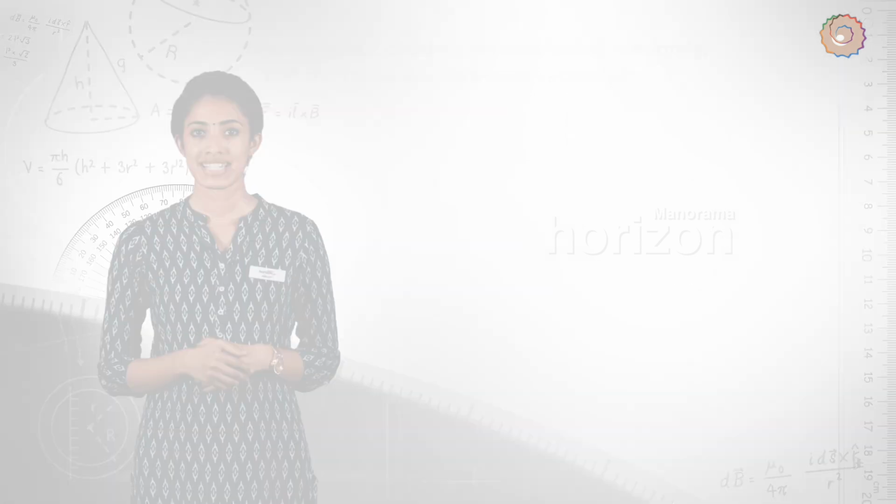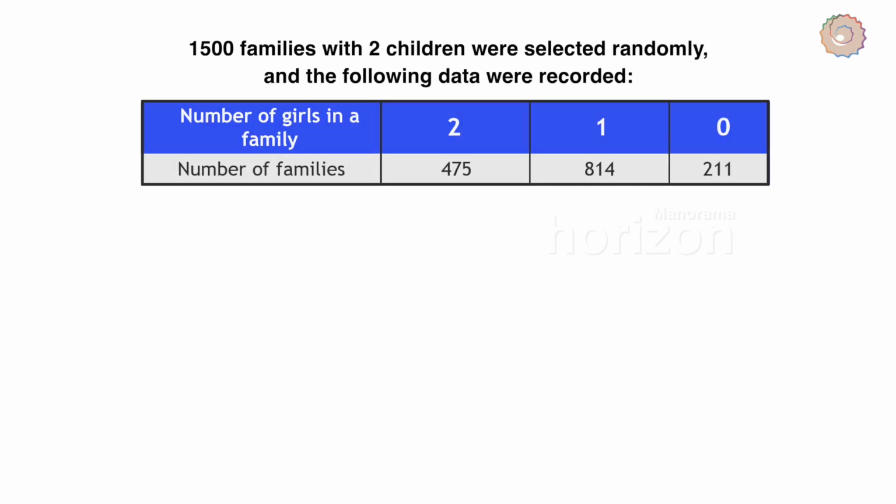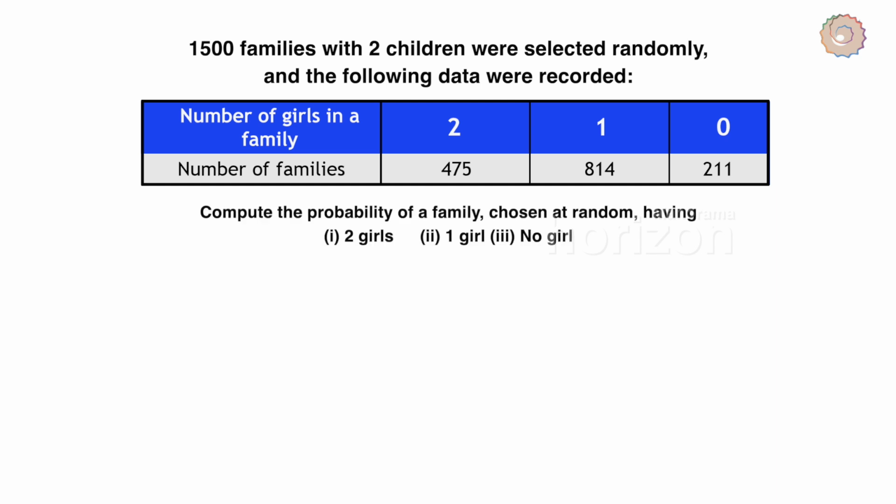Next question. Consider a problem where 1500 families with 2 children were selected randomly and the following data were recorded. Let us compute the probability of a family chosen at random having 2 girls, 1 girl and no girl. Also, check whether the sum of these probabilities is 1. The solution for the problem is as follows.